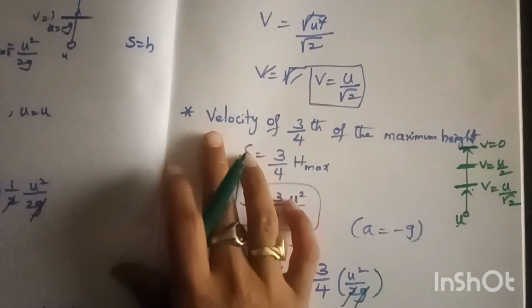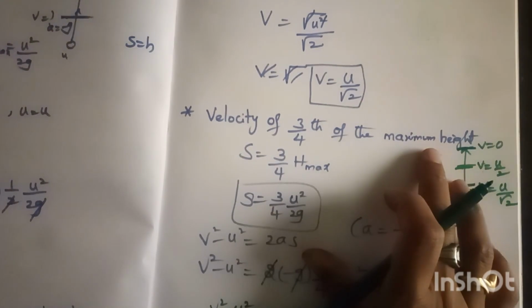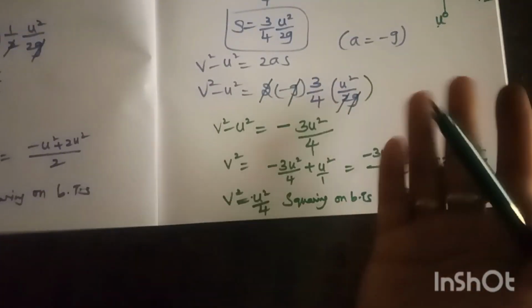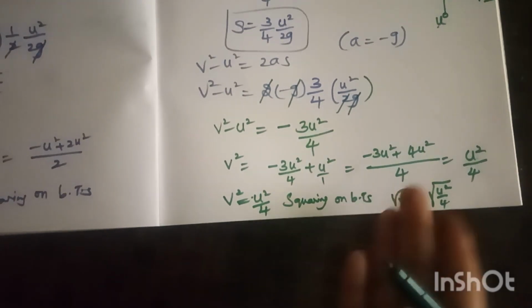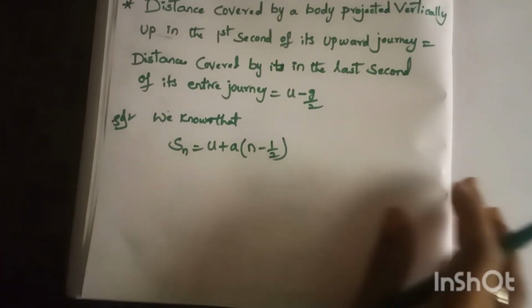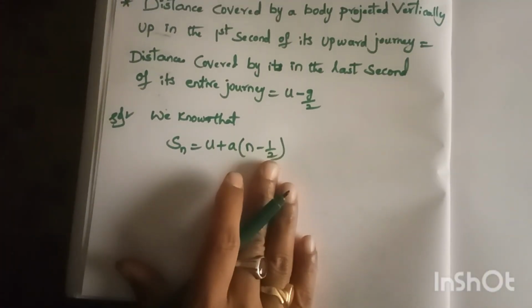For suppose if they said velocity at 1/4 of the maximum height, it means s is taken as 1/4 h maximum. So in the same way, you can calculate the velocity of the object at 1/4 of the maximum height. Now we are going to discuss one more important point when an object is projected vertically upward.